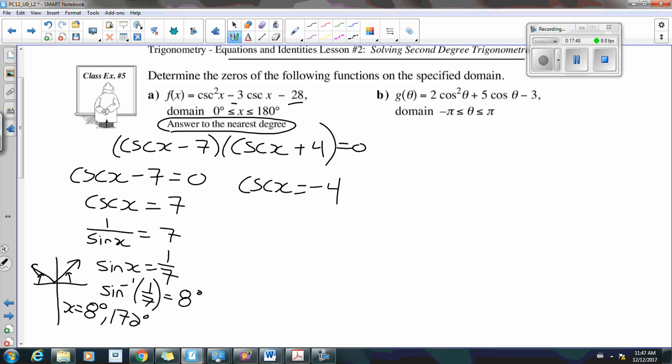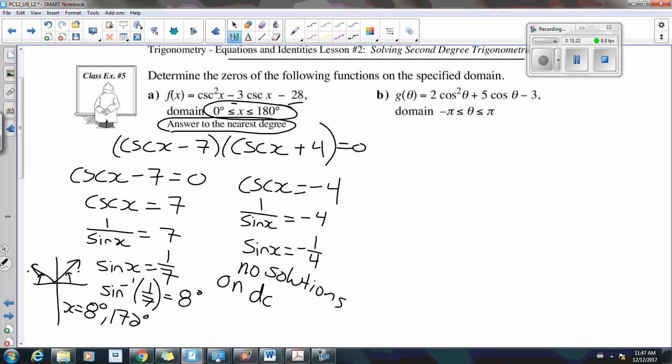Our second factor, cosecant x minus 4, means 1 over sine x equals negative 4. So that means sine x must be negative 1/4. Now you could find your reference angle here and go through this, but we only needed to know the answers between 0 and 180 degrees. So that's in quadrants 1 and 2. Sine is not negative anywhere in that domain. So there are no solutions here we need to find on this domain. You can find solutions for this, we just don't have to for this question because it's not between 0 and 180.